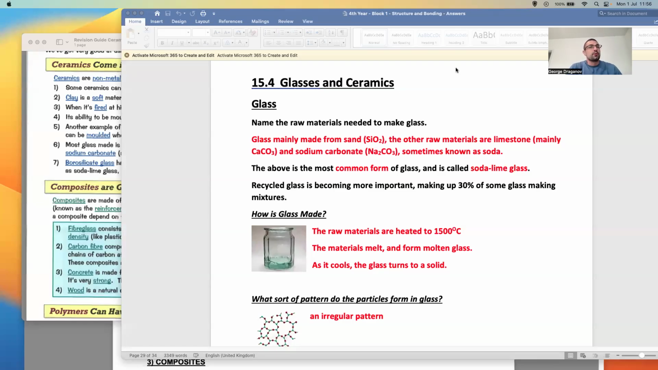Glasses, ceramics, and composites. Today's lesson, we're going to look at these three aspects. Now, I must say this is not very exciting. It is AQA specific, and it will involve a lot of rote learning.